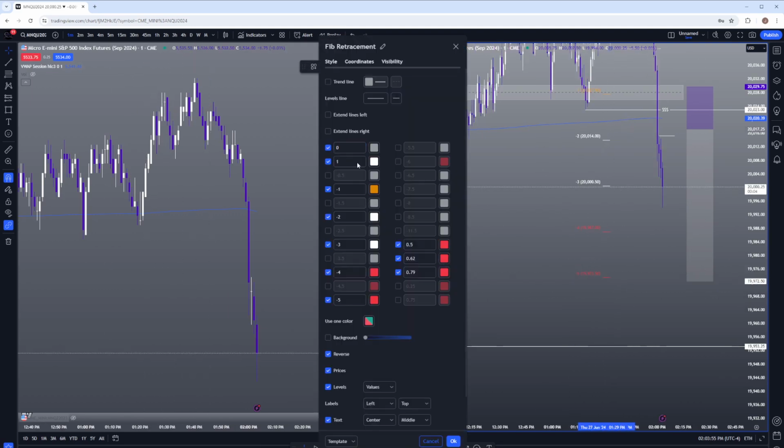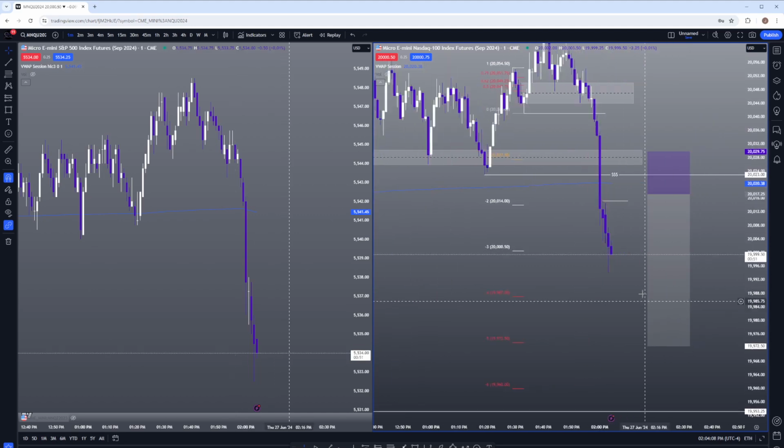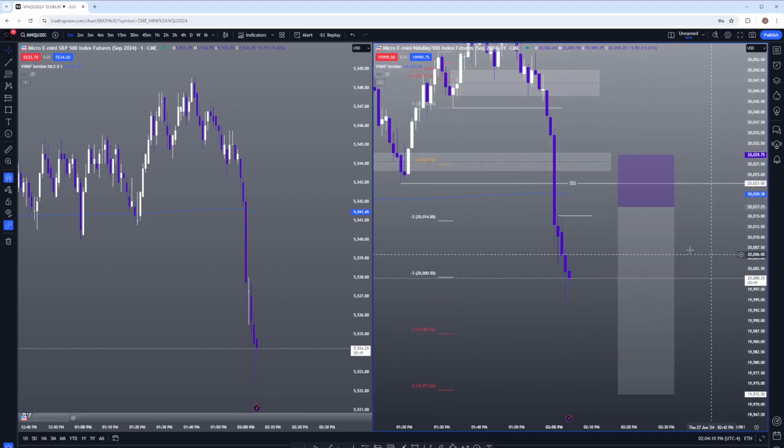We can even look at our sixth and our seventh. We can look at 6, 7.5, 6.5. 6.5 lines up directly with that equal low. So again, we keep dropping. We're not really showing any retracement yet.